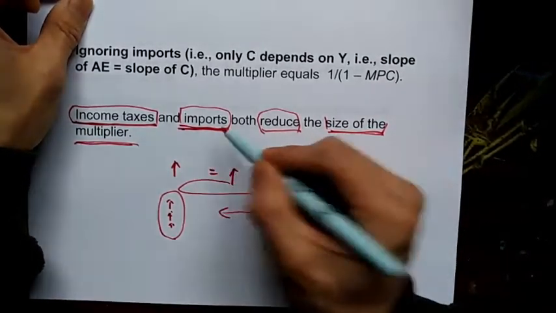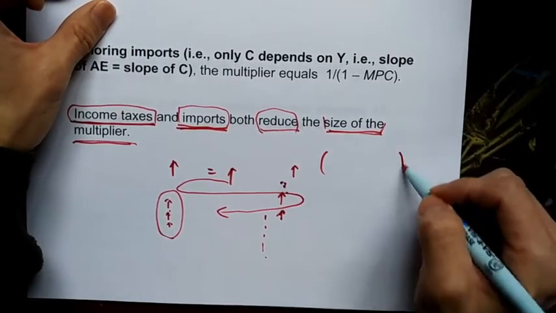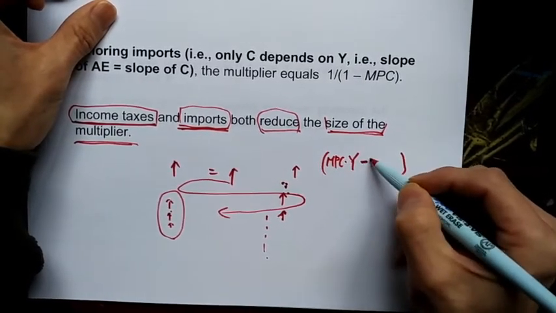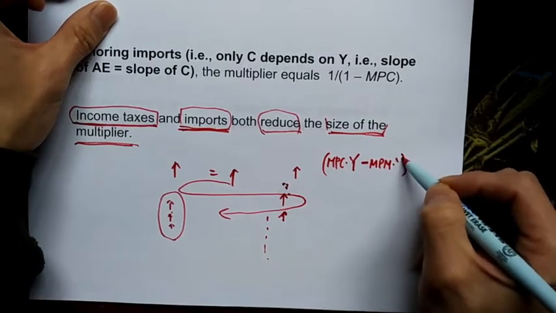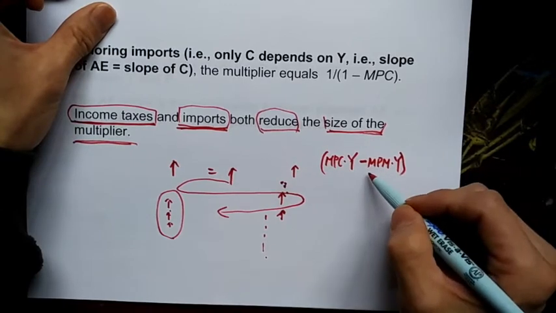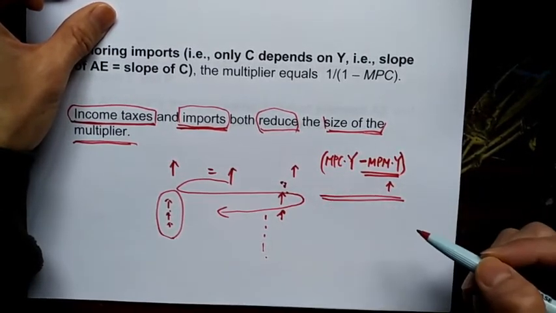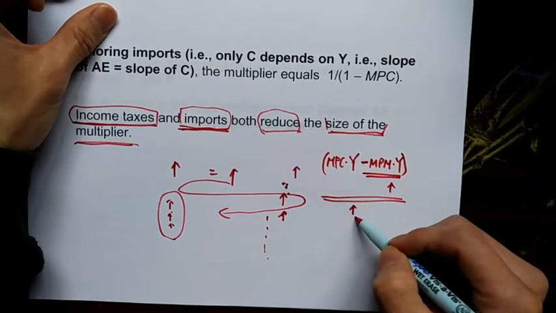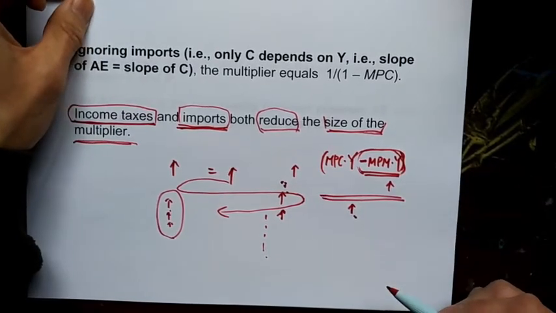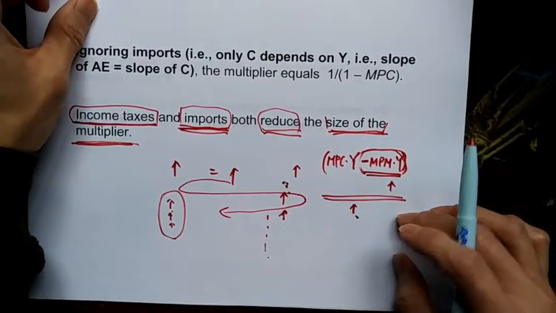The second one, imports. Remember, the induced expenditure is MPC times income minus MPM times income. So when we have imports, when income increases, the induced expenditure will increase by a smaller amount than the case that we don't have imports. So again, imports will reduce the size of the multiplier.